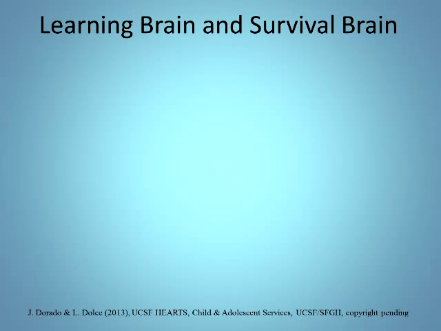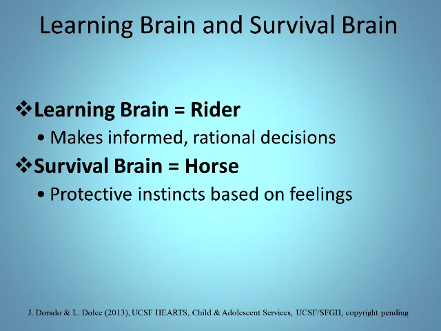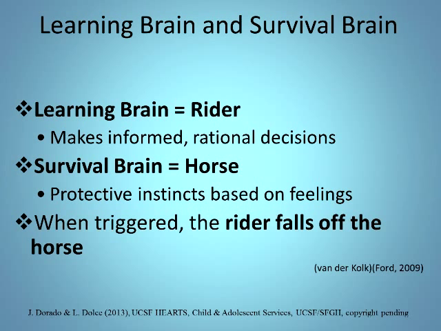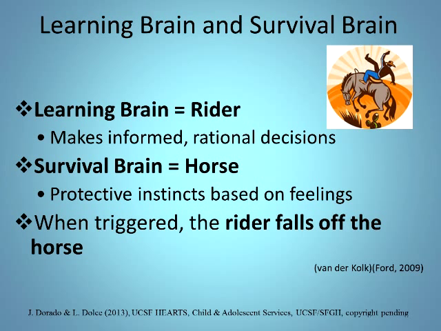A way to think about this in much simpler terms: think of that frontal lobe as the learning brain, the rider, sitting up high, who can make informed, rational decisions. Think of the survival brain as the horse, which can be very strong and has protective instincts based on feelings. When we are triggered, our rider falls off our horse. So when you've got a student whose rider has fallen off the horse, they're under the desk, they're screaming, no amount of star charts, consequences, or "I'm going to call your mother" is going to help in that minute. What's really important is that everybody works to help get that rider back on that student's horse. And by the way, this happens to us as grown-ups too. Can we notice if that's happening and make sure we're not responding simply out of survival and emotional brain?